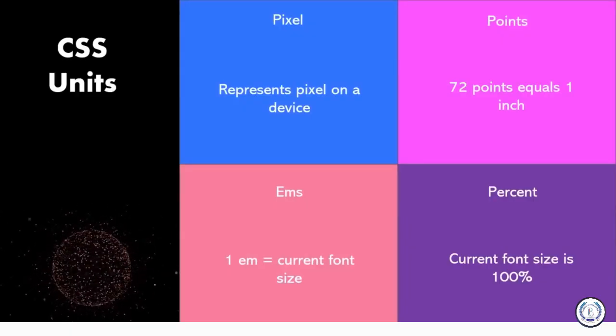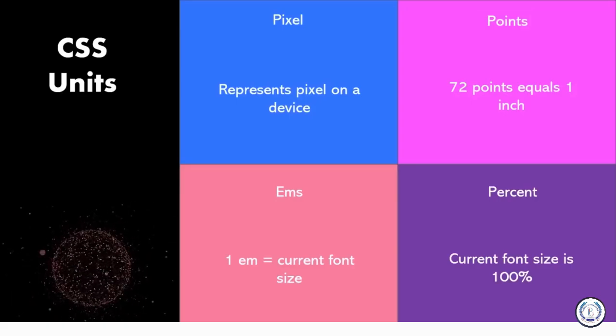Now the last bit of basics is the CSS units. So there are four kinds of units. Firstly, we have the pixel. So pixel represents any pixel on a device.